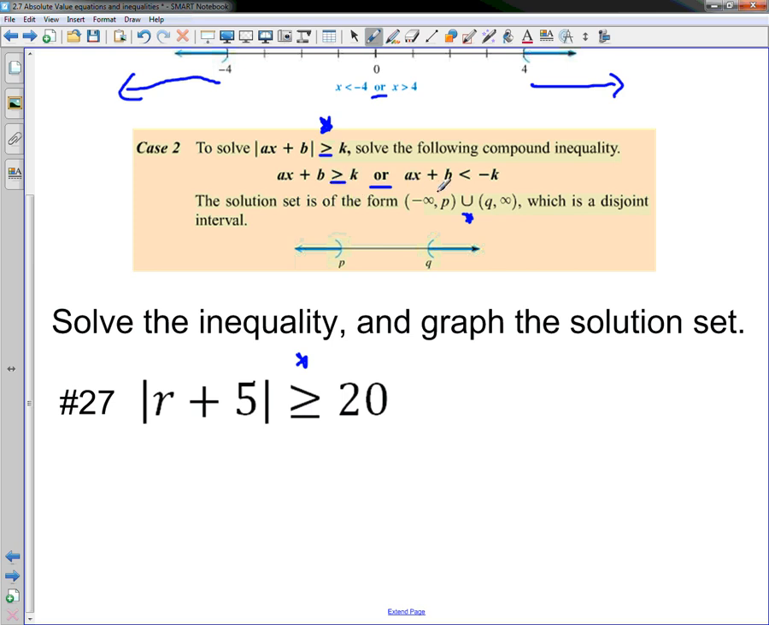So I'm going to have two statements. One where we have r plus 5 is greater than or equal to 20, or we're going to have the stuff on the inside, r plus 5, but now we're going to worry about less than or equal to negative 20. Notice that I want to know what's going on to the right of 20 and what's going on to the left of negative 20. We're going to have two areas that will satisfy a distance further from 0 than 20: right of 20 and left of negative 20.